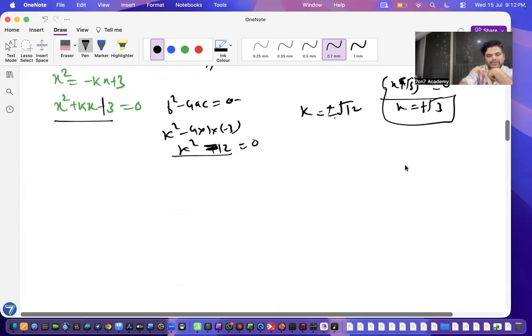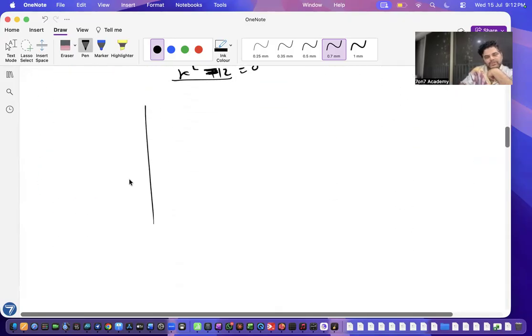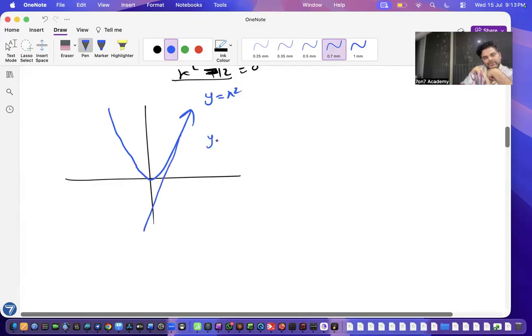Okay, so can we do the same question again? Can we think of what we have done? There was a quadratic like this, y is equal to x square. There was a line like this, which is y is equal to kx minus 3. Plus 3 was not working because plus 3 has its y-intercept here and it will never touch.